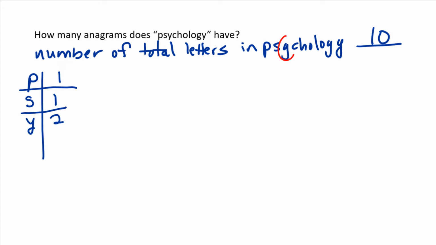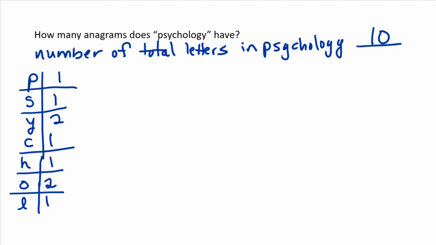Psychology, it occurs twice. The next letter in the word psychology is C, and that also occurs only once. The letter after that is H, and that occurs only once. The letter O occurs after H and after L, so that occurs twice. Let's continue. The next letter is L, and in psychology, L occurs only once. And then the next letter I see is G, and G occurs only once.